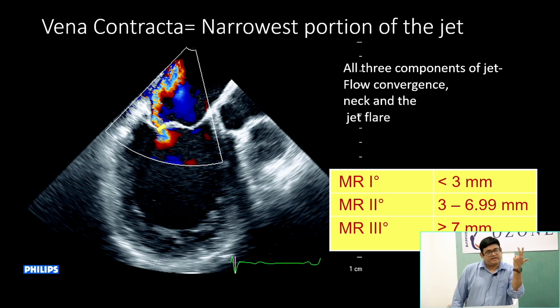But one should keep in mind that it is not useful in multiple jets. If you have multiple jets, then you have to locate the origin of each of the jets, which segments are collapsing, and when you have multiple jets, multiple prolapses, automatically it goes in favor of severe MR. So that is how you come to the conclusion.